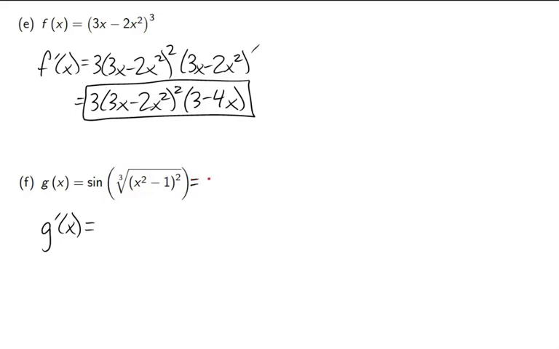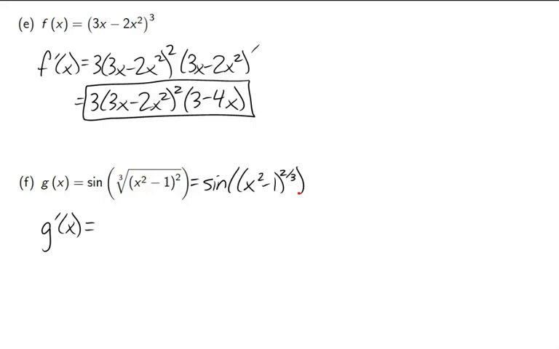Let me first rewrite this actually. Notice there's a cube root, but there's also a power. Top is the power, bottom's the root. And what I really get is x squared minus 1 to the 2/3. Top is the power, bottom is the root. This is actually even harder than the other ones we've done, but if we're careful, we can make this happen.